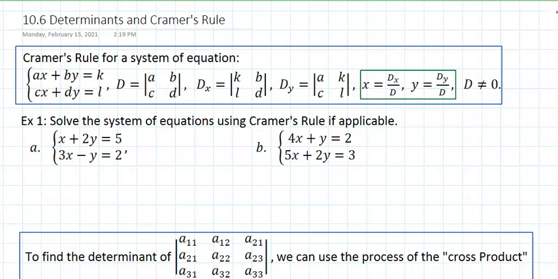10.6 talks about determinants and Cramer's rule. Determinants for 2x2 we already did. This is just a reminder of how it works.